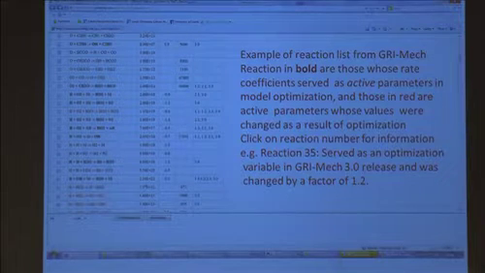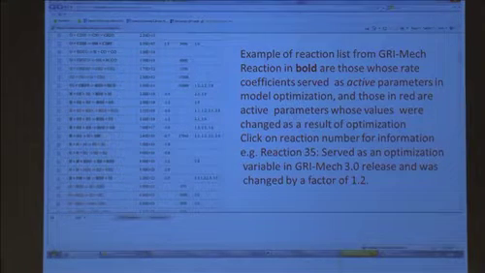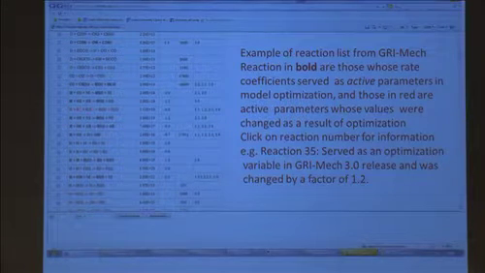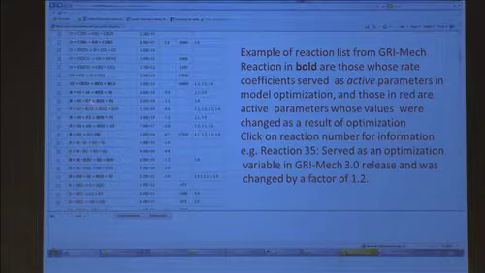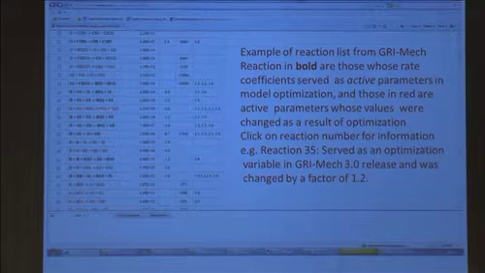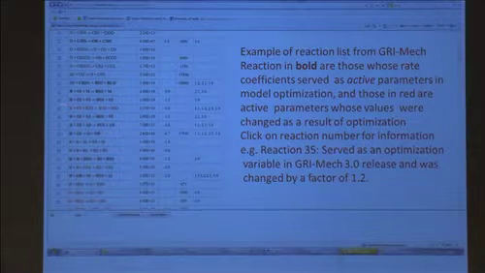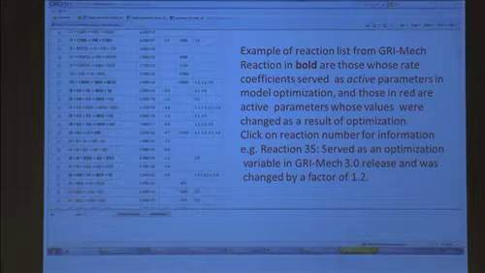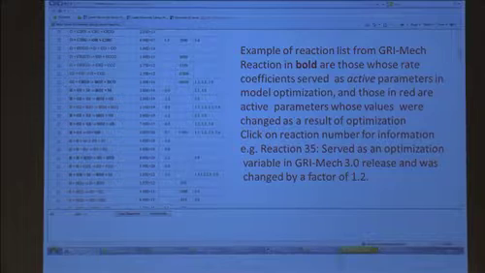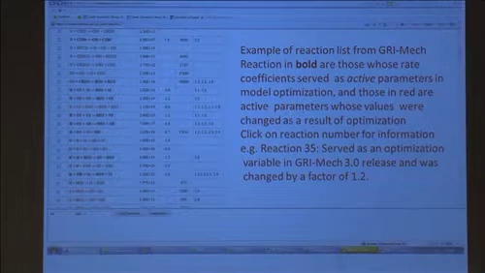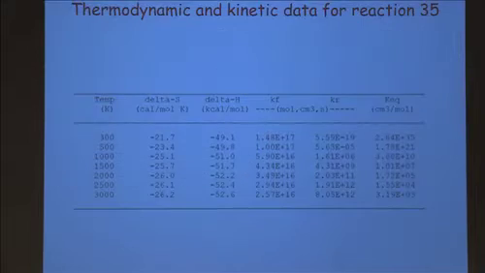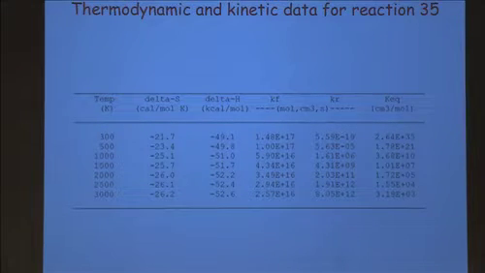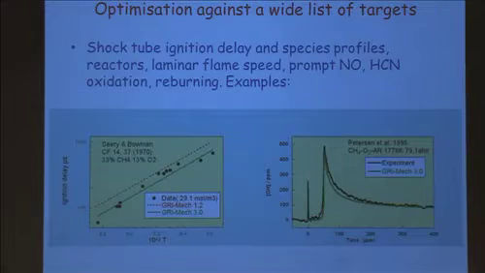And you can click on reaction number for information, for example, reaction 35 here, which is H plus O2 plus water as the third body, forming HO2 plus water. So this is a reaction in which experimentally there's a good degree of uncertainty because of this high efficiency of water as a third body. And thermodynamic data for reaction 35. So this is what you get from clicking on it.